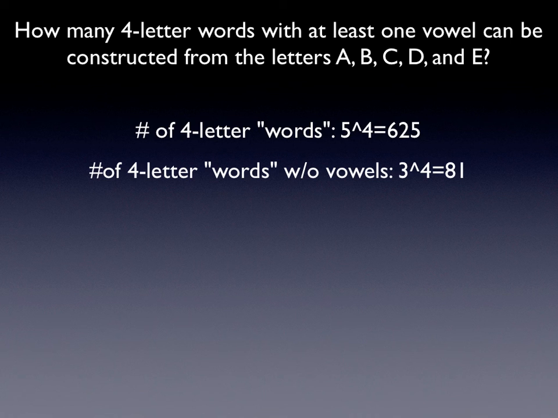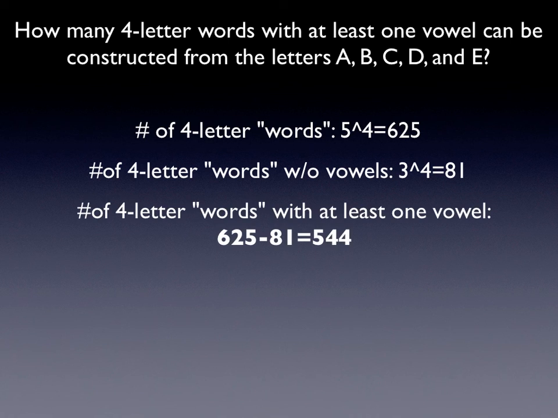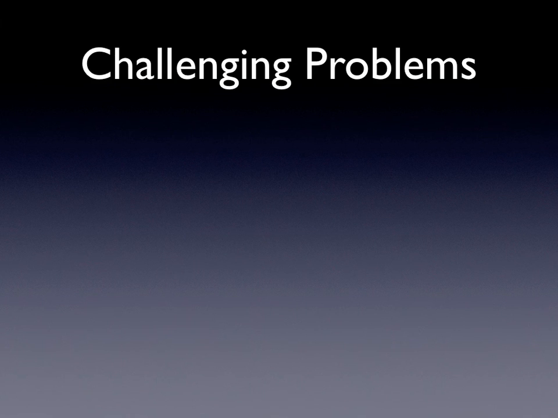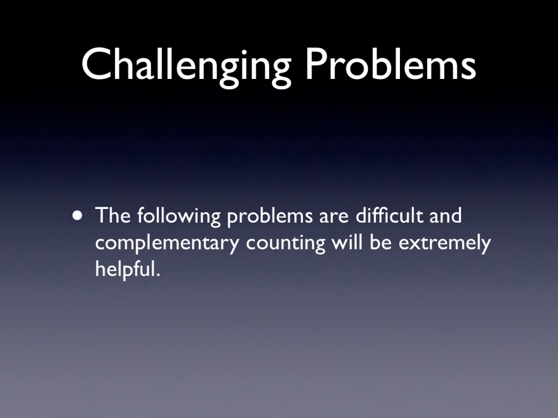All of the 4 letters have to be consonants, so it's either B, C, or D. There's 3 choices, 4 letters, so 3 times 3 times 3 times 3, since they're independent, that gives 81. The number of 4-letter words with at least one vowel is 625 total minus 81 without any vowel equals 544.